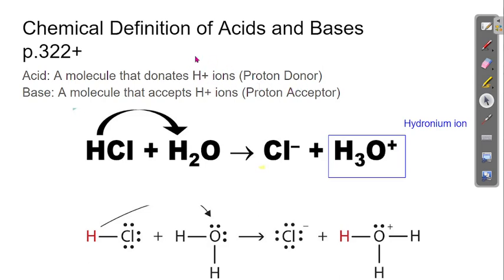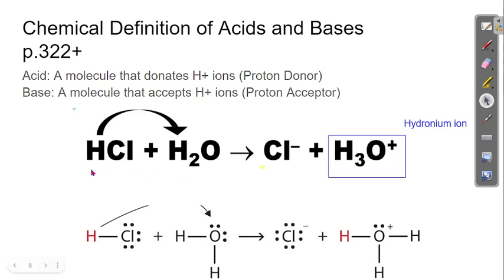Another name for a hydrogen ion is a proton. So acids donate, they give away hydrogen ions. They give away protons. A base, on the other hand, is a molecule that accepts those hydrogen ions. It's called a proton acceptor. One gives them away, one takes them. Match made in heaven. So they do react together, and you'll see how the reaction works soon enough.